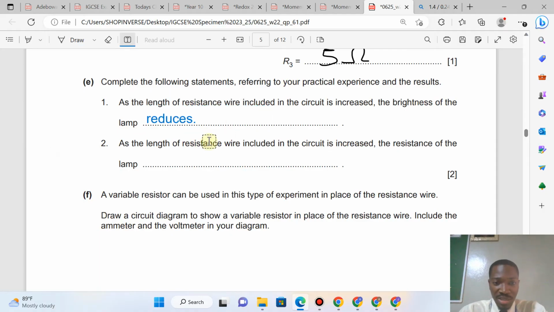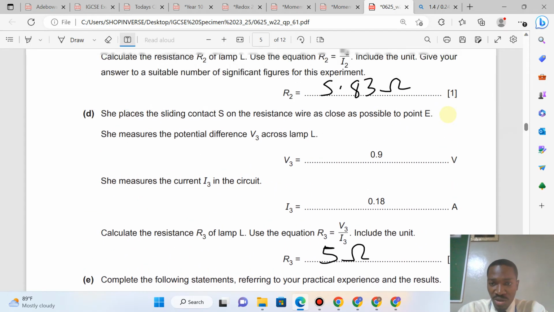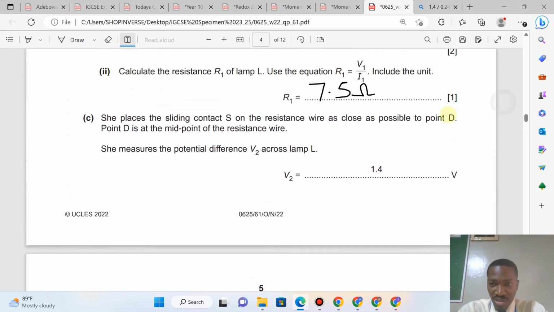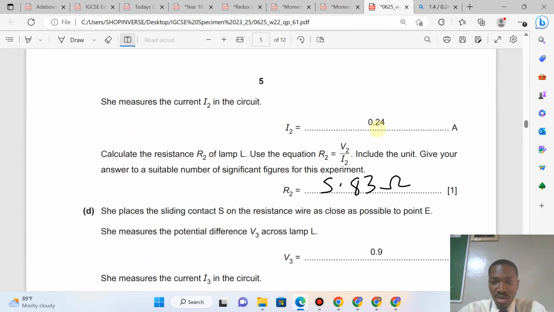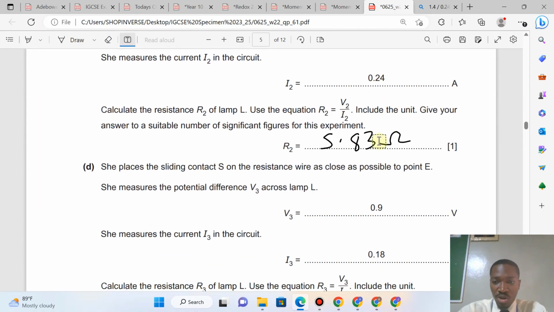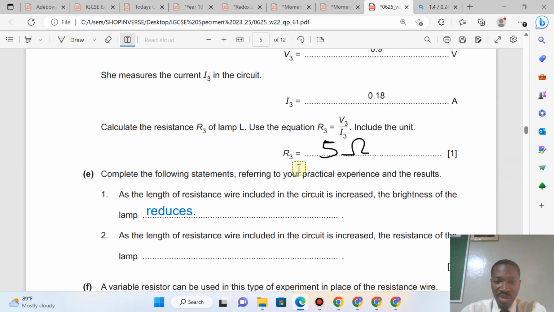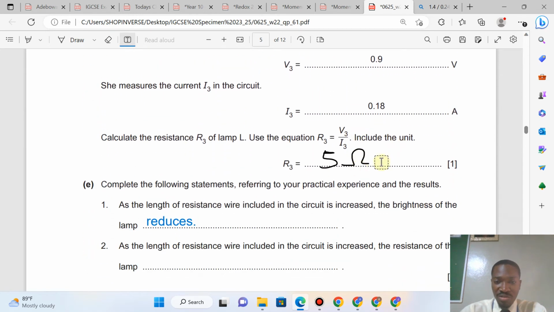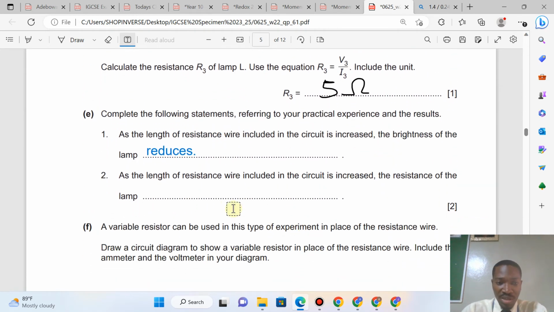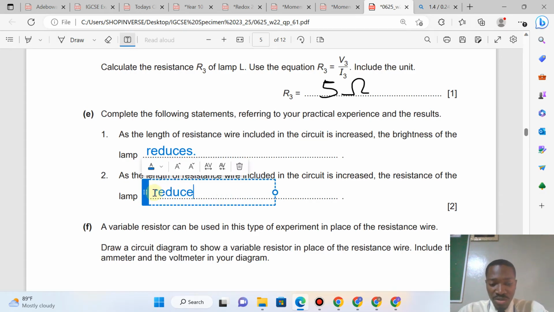The next question: as the length of the resistance wire included in the circuit is increased, the resistance of the lamp, what happens to the resistance of the lamp? Is it increasing or reducing? Let's go back and investigate resistance. In the first case, our resistance was 7.5 ohms. Then this resistance reduced to 8.3 ohms. Then resistance reduced to 5.83 ohms rather. Okay, that's R2. Then the resistance reduced to 5 ohms. So that simply means the resistance of the lamp also reduces.